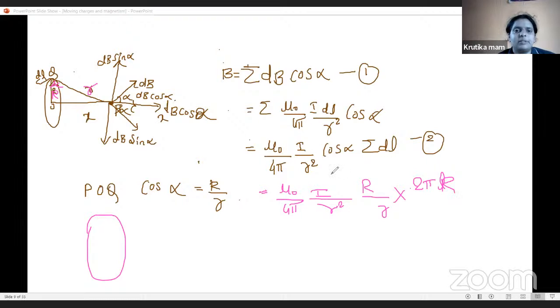The circumference of the circular loop, that is the summation of dl, is given by 2 pi R. So B is equal to, what have you got? B is equal to mu naught upon 4 pi I divided by R square, into r by R, into 2 pi R. Further, if I simplify this, it becomes mu naught upon 4 pi into I into r square into 2 pi, divided by R square into R, which is R cube.